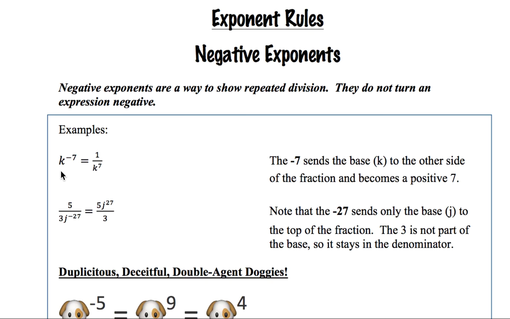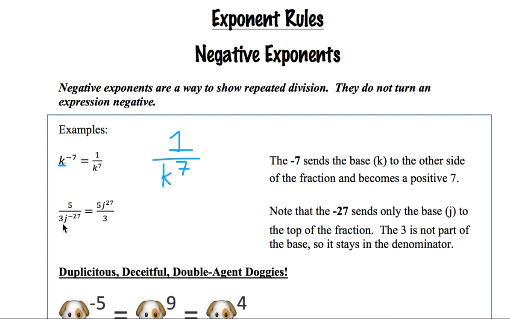The way we can show that is by putting 7 k's on the bottom of a fraction to show division, but we can't have a fraction with nothing on the top, so we're going to fill in a 1 here. So the negative 7 basically sends the base k down to the bottom of the fraction, and the exponent becomes positive. Let's look at this example, second example.